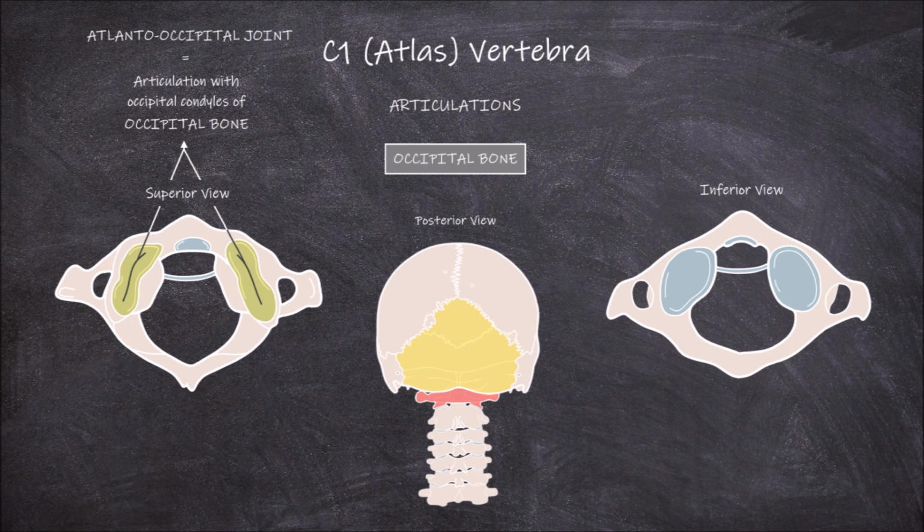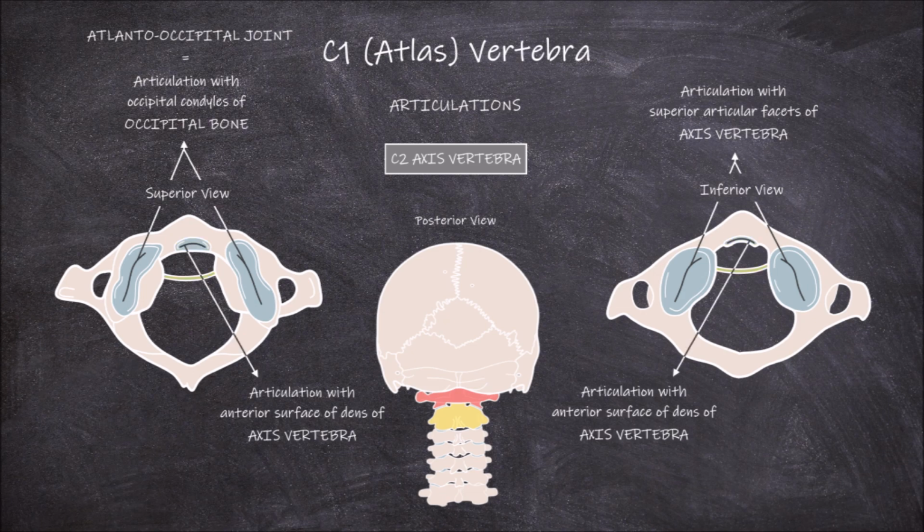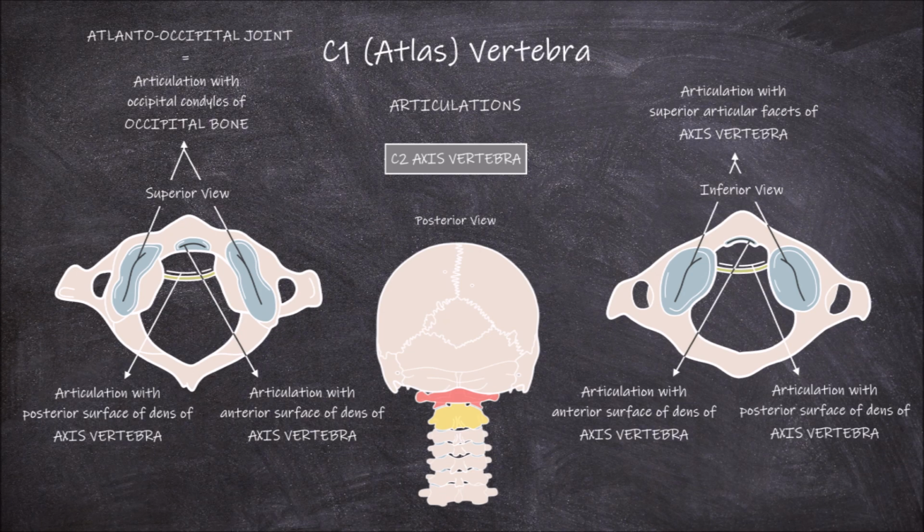The second articulation is with the C2 axis vertebra inferiorly. The inferior articular facets on the atlas vertebra articulate with the superior articular facets of the axis vertebra. In addition, the posterior surface of the anterior arch of the atlas vertebra articulates with the anterior surface of the dens of the axis vertebra. The anterior surface of the transverse ligament articulates with the posterior surface of the dens of the axis vertebra. This articulation forms the atlanto-axial joint.